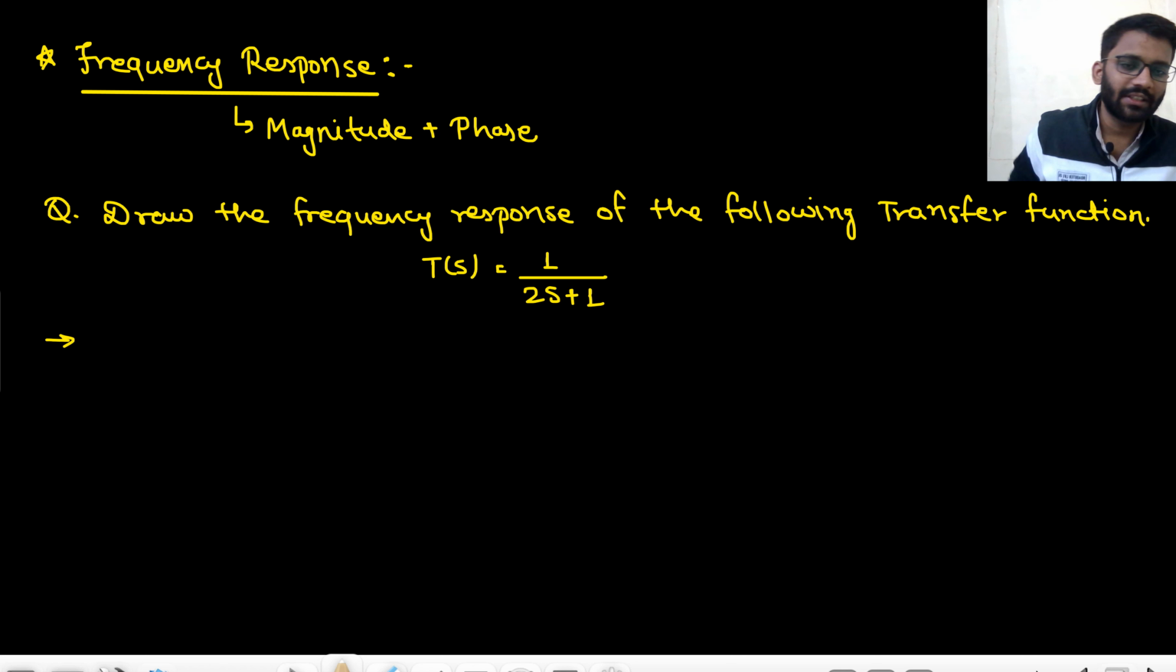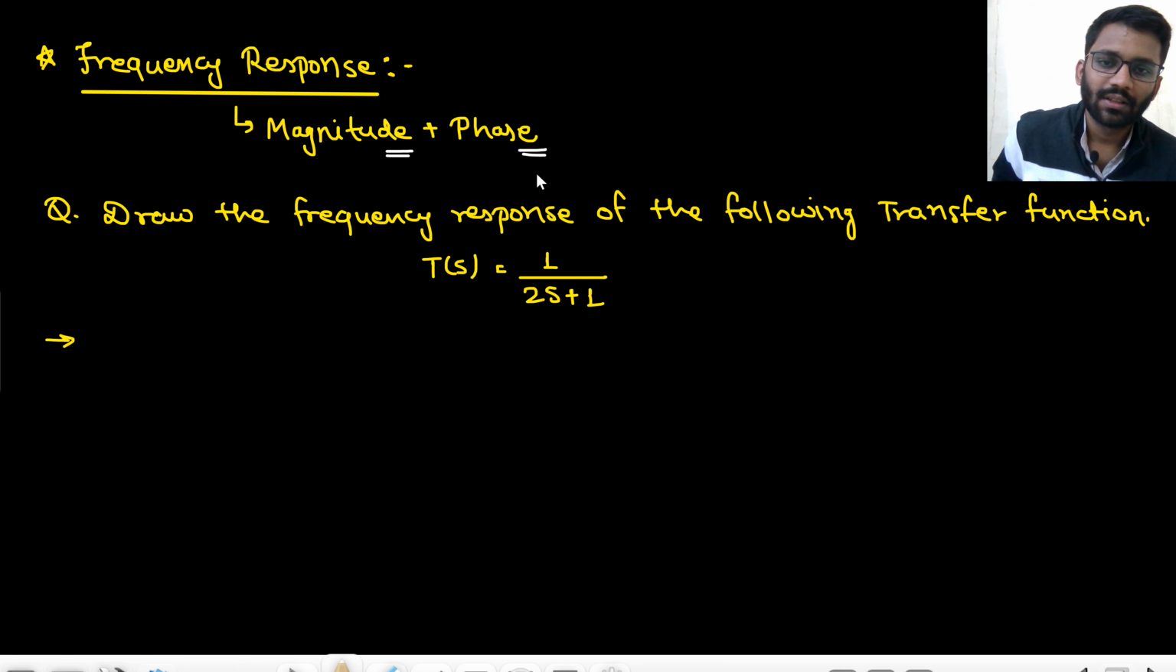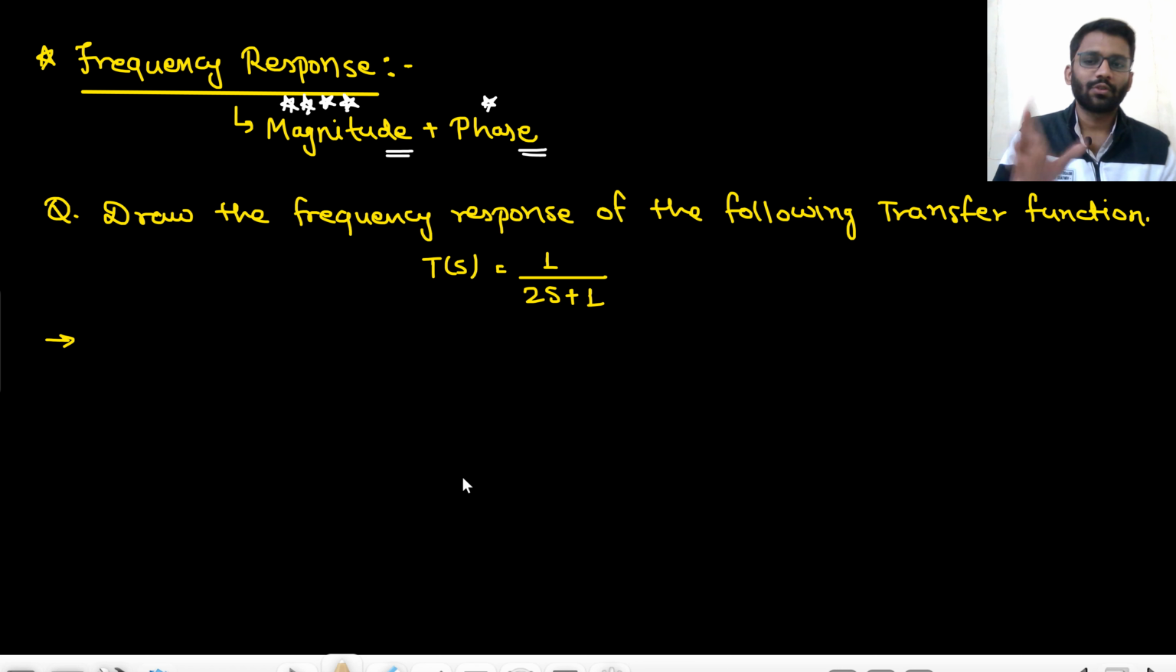So a given transfer function is there. Here I wrote magnitude plus phase. In any frequency response, there will be two graphs. Majorly they focus on the magnitude graph. Very rarely they can ask for the phase graph, the phase response, as well. So they will focus more on the magnitude response. Okay, we will see both. What do I mean by frequency response?